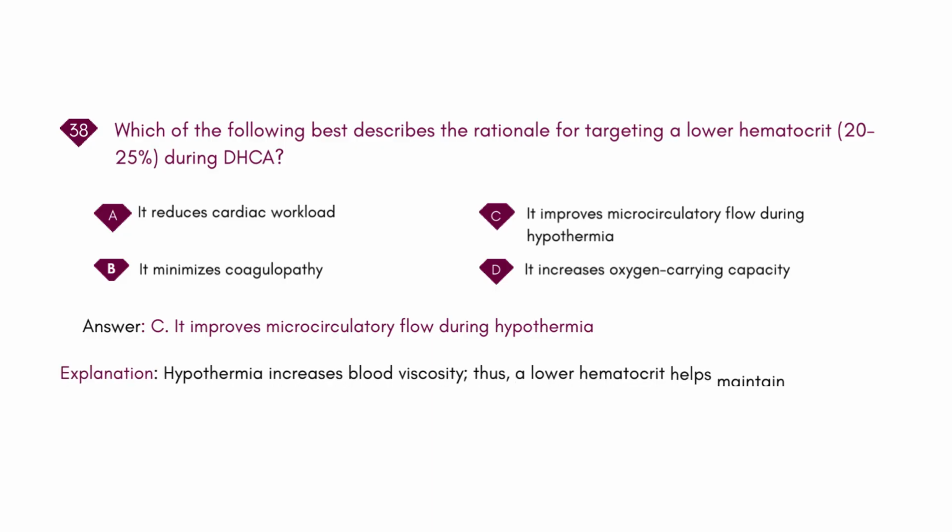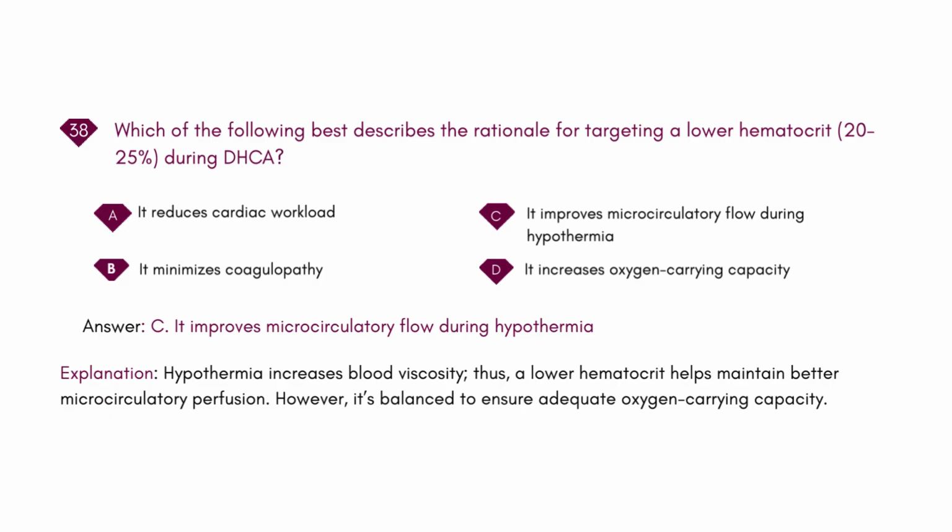Explanation: hypothermia increases blood viscosity, thus, a lower hematocrit helps maintain better microcirculatory perfusion. However, it's balanced to ensure adequate oxygen carrying capacity.